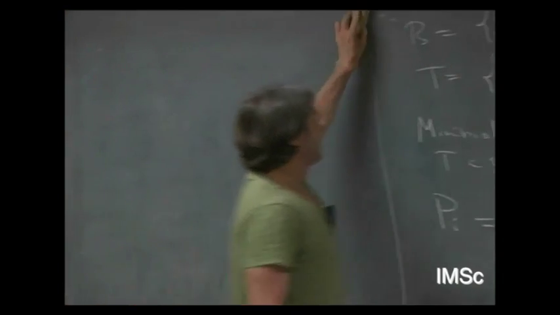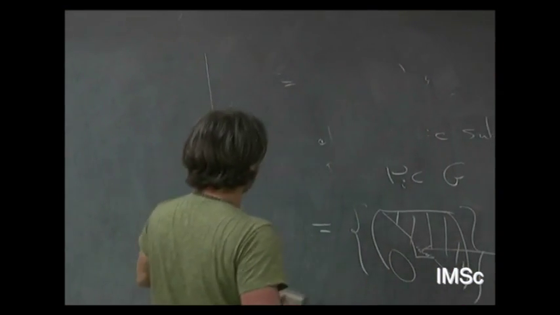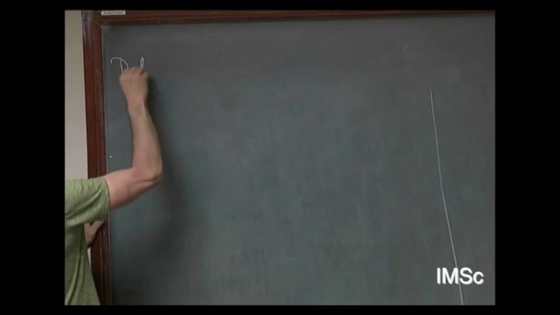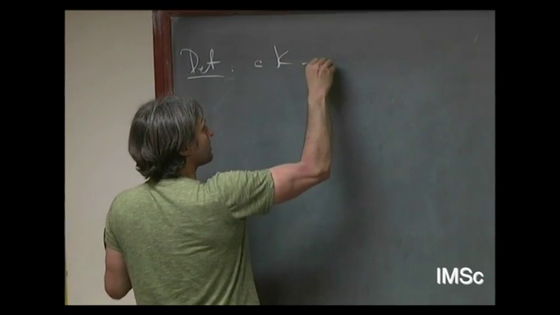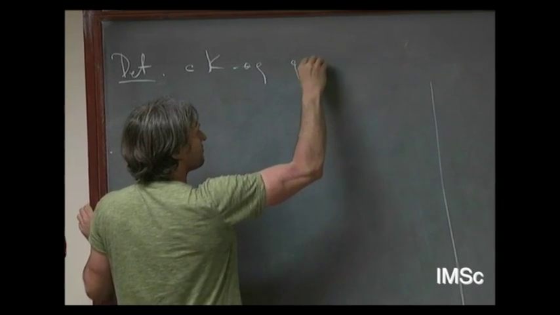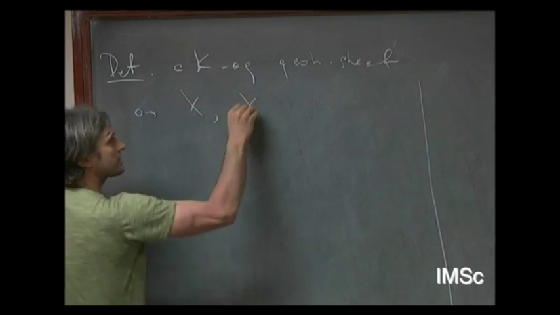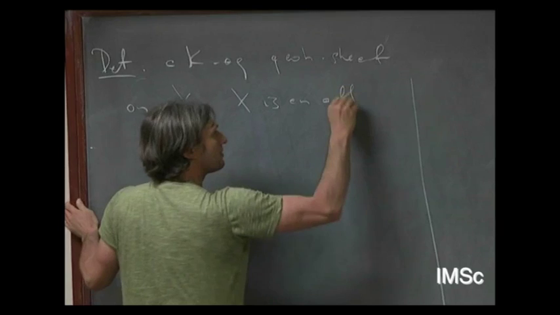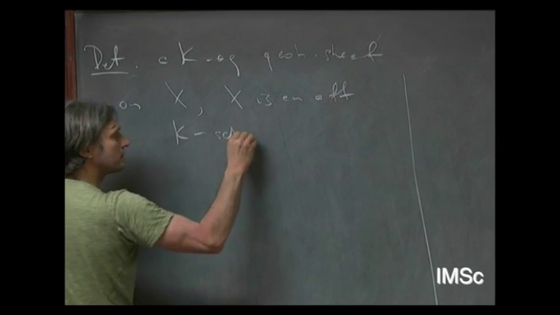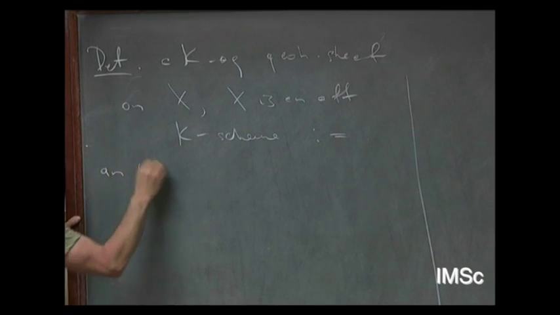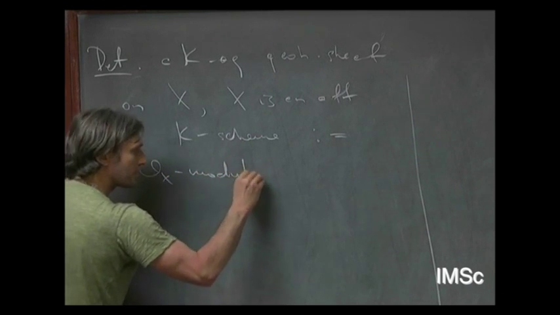So I don't want to give the more diagrammatic, if you wish, definition of equivariant sheaf, but just want to say that the definition of a K equivariant quasi-coherent sheaf on X, where X is an affine K scheme, is defined as an OX module M.